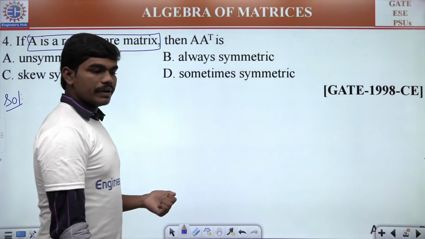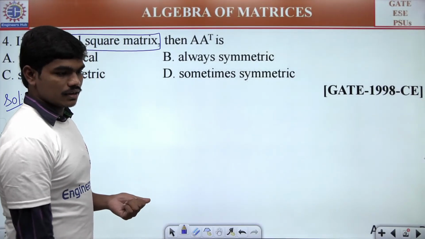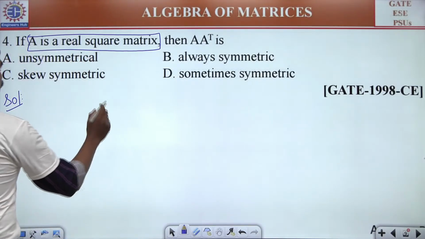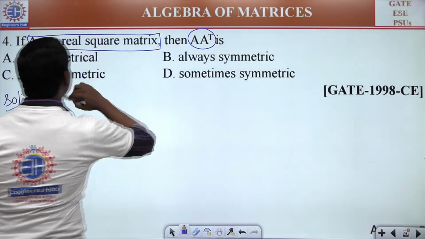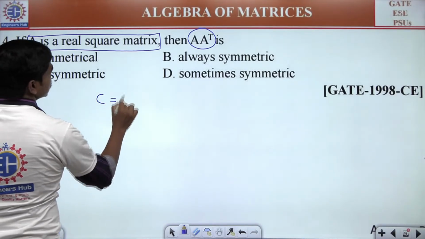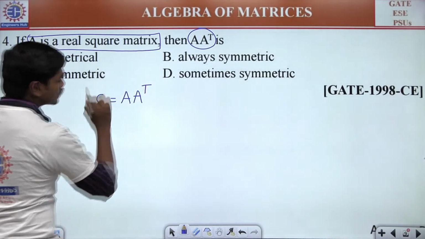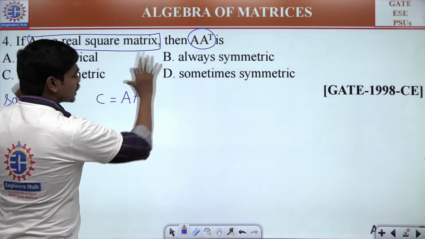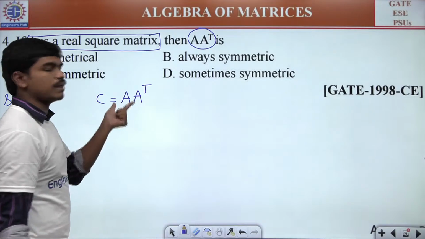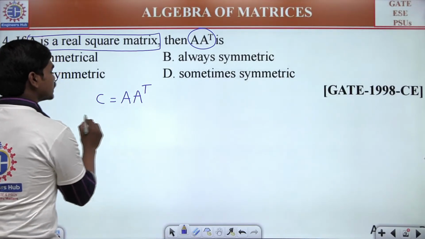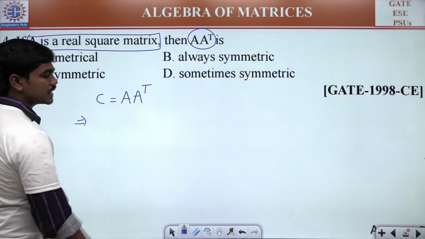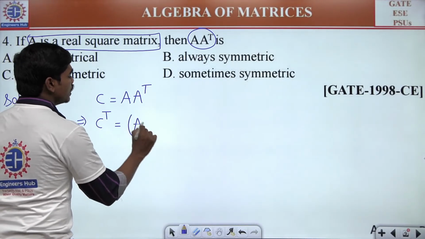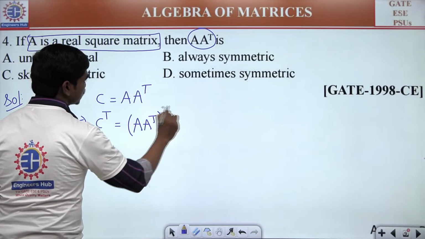So option B, option A, option D, option B. Look, whenever they give you some combination like this, I always ask you to treat this combination as a single matrix, correct? So let us suppose C is equal to A times A transpose. Now here the options are something about the symmetricness of this matrix. So let's check the symmetricness of this matrix, and for checking it, let us calculate C transpose. If you calculate C transpose, this is A into A transpose whole transpose. This is what you have.